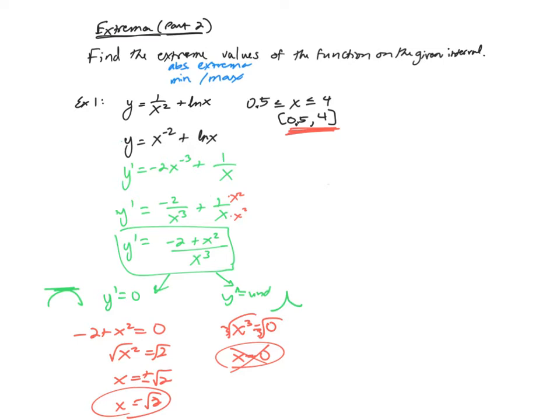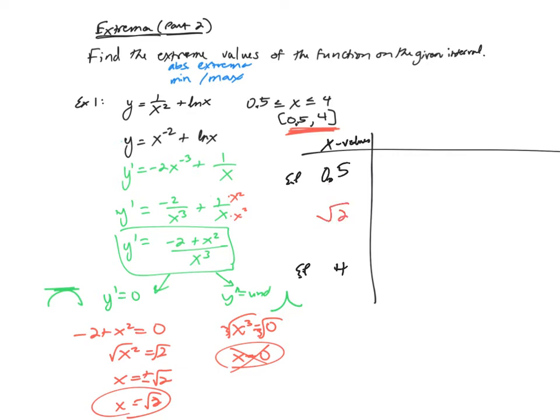So now I'm just going to make a quick little table here to compare. I'm going to put my significant x values in my table, which are going to be any critical points and endpoints. So I'm going to start with my endpoints, 0.5 and 4. EP, I'm just labeling those as endpoints, so I know why I have them. And then we're going to add the radical 2 from here, and that's my critical point.